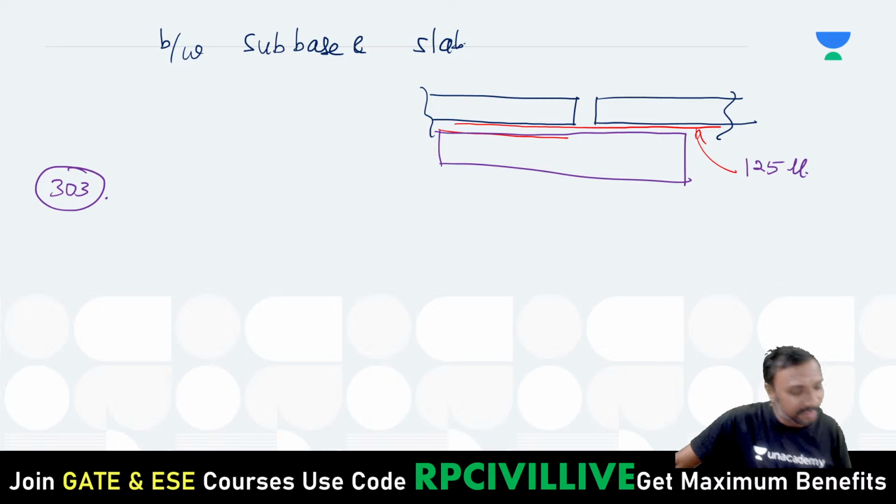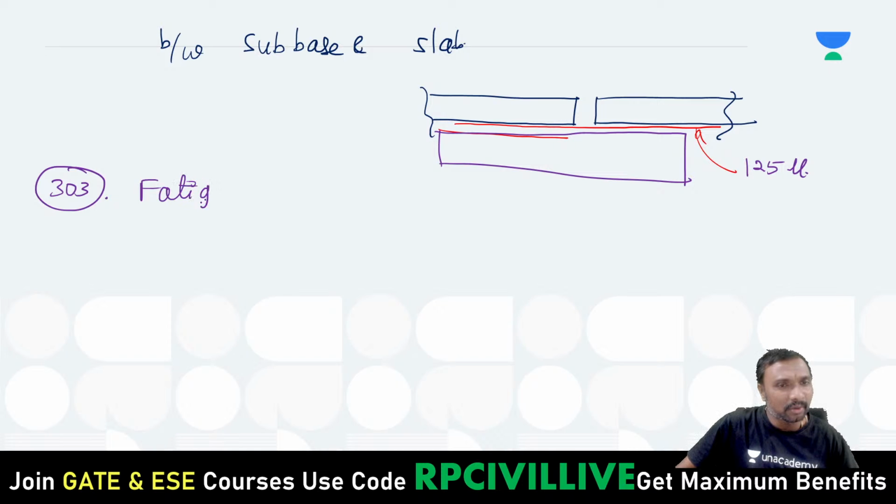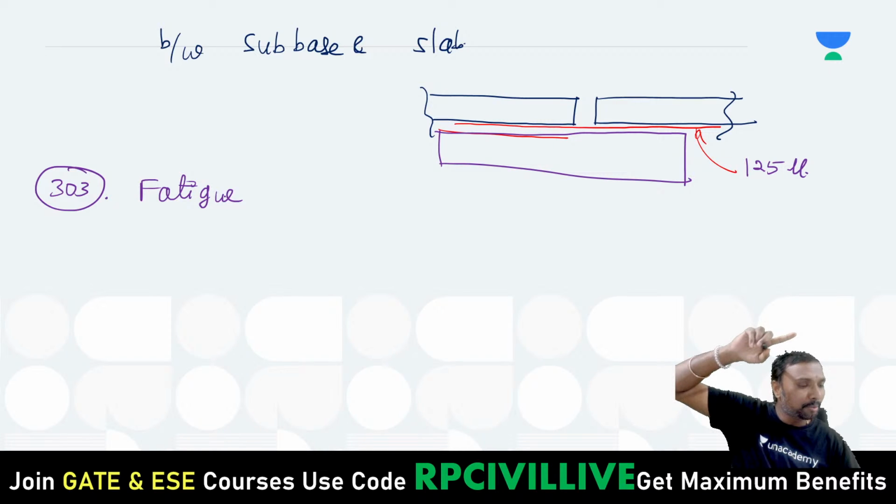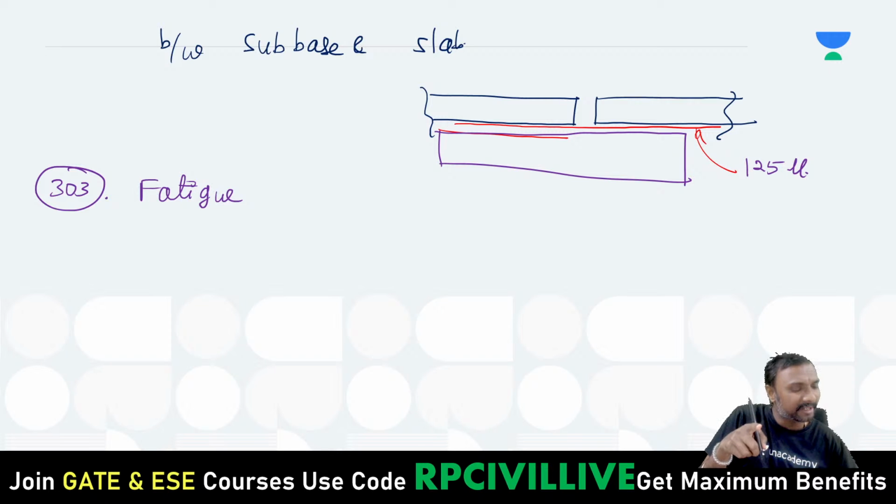So the next specification is fatigue behavior. Whenever you consider fatigue life, rutting is not there; mud pumping and fatigue are the failures here. But in case of flexible pavement, rutting and fatigue are the failures. We have seen rutting life and fatigue life. But in case of rigid pavement, rutting is not there, only fatigue and mud pumping.